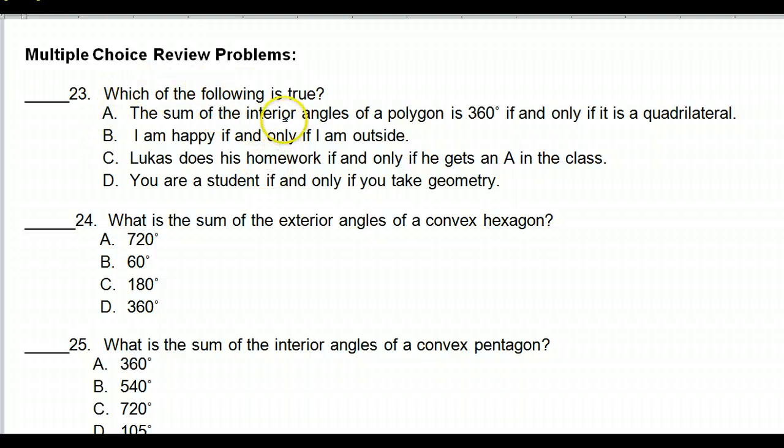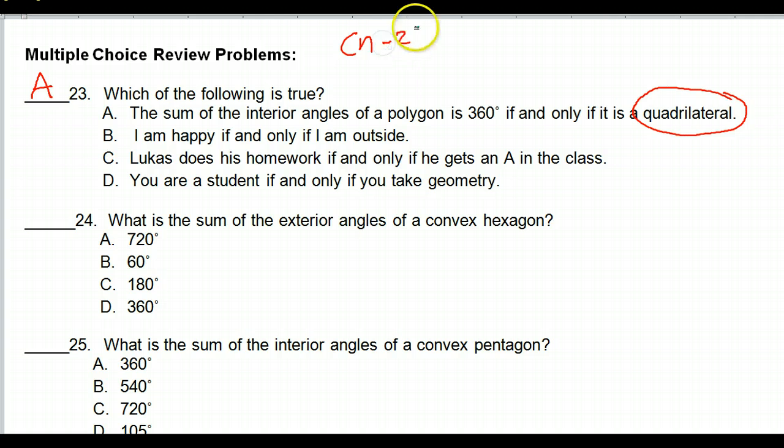The sum of the interior angles of a polygon is 360 if and only if it's a quadrilateral. Yeah, guess what? That's the answer. Okay, a quadrilateral is any four-sided shape. And yes, any four-sided shape is going to have interior angles of 360. Now, I've asked you to memorize that. But you can also use the formula that we used to use.